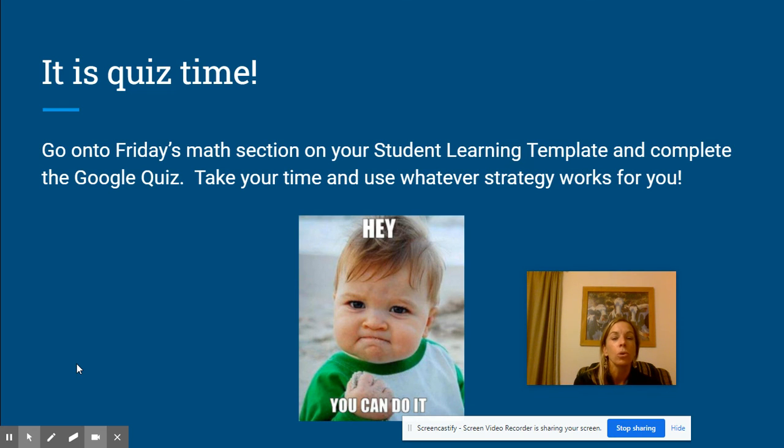Now, boys and girls, this Google quiz is all equations. You are going to be multiplying by 2s, 5s, and 9s, and it's not timed. You can use whatever strategy you would like. For some of you, that might be skip counting. For some of you, that might be a model. For some of you, that might be using one of our tricks we learned today. That's perfectly fine. But the biggest thing that I need to make sure every one of you do is take your time. That is huge.